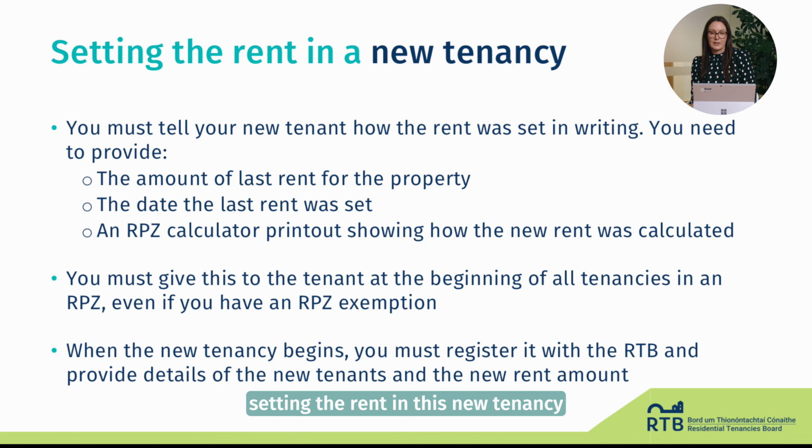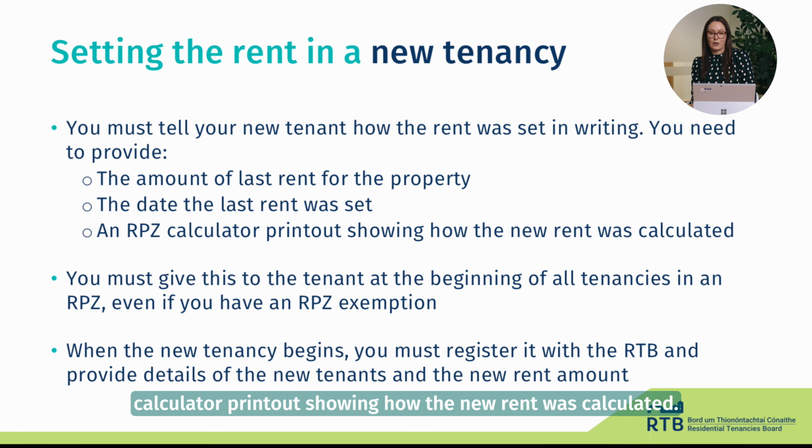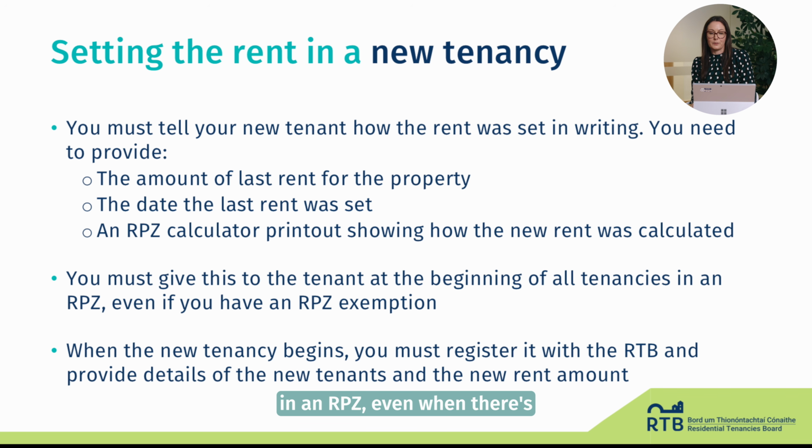So when the landlord is setting the rent in this new tenancy, they must provide the new tenant with how the rent was set in writing. To do this, you need to provide the amount the last rent was set for the property, the date the last rent was set, and an RPZ calculator printout showing how the new rent was calculated. You must give this to the tenant at the beginning of all tenancies in an RPZ, even when there's an RPZ exemption. When the new tenancy begins, you must register it with the RTB and provide details on the new tenants and the new rent amount.